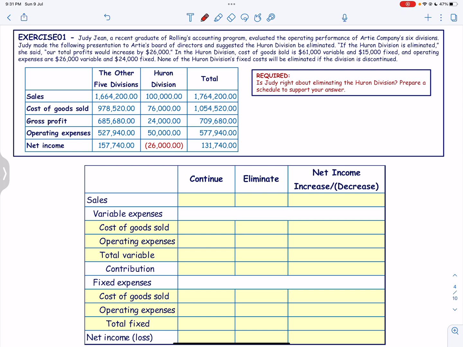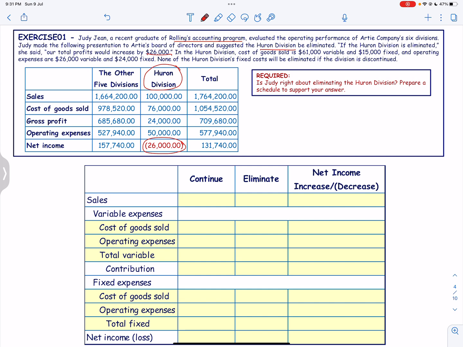Judy Jean, a recent graduate of Rolling's accounting program, evaluated the operating performance of RT Company's 6 divisions. Judy made the following presentation to RT's board of directors and suggested the Huron division be eliminated. If the Huron division is eliminated, she said, our total profits would increase by 26,000.